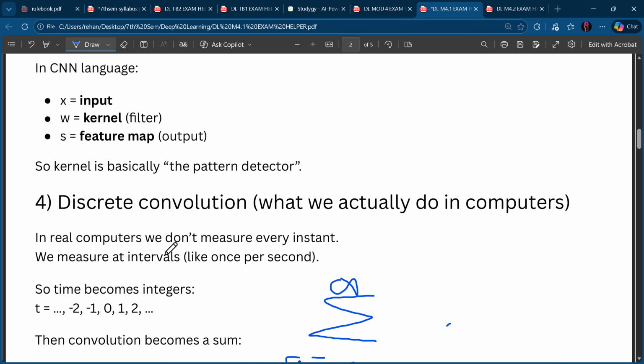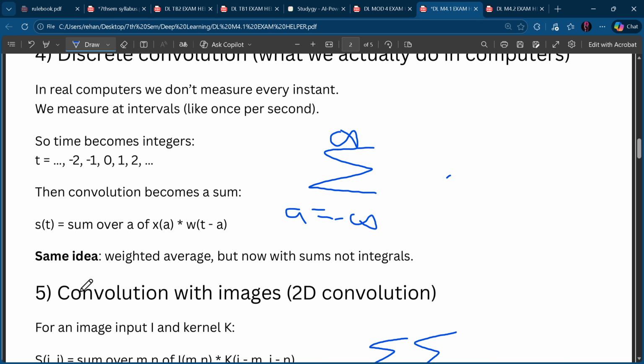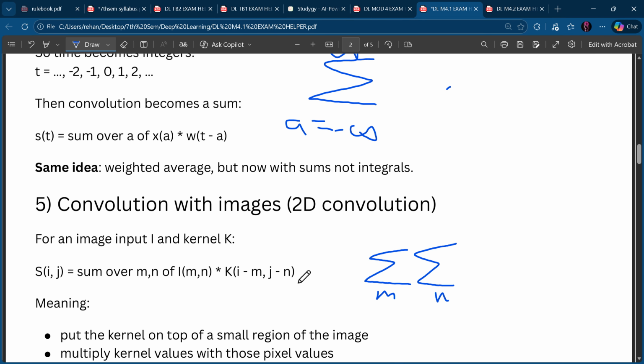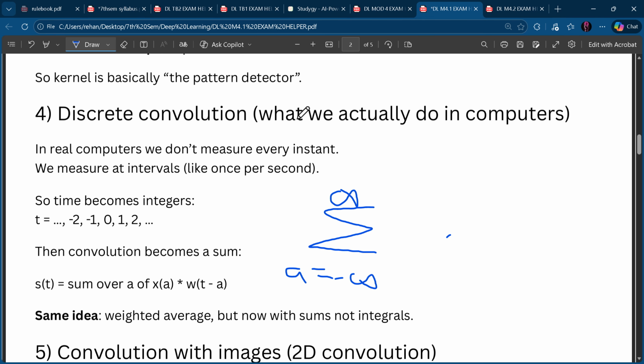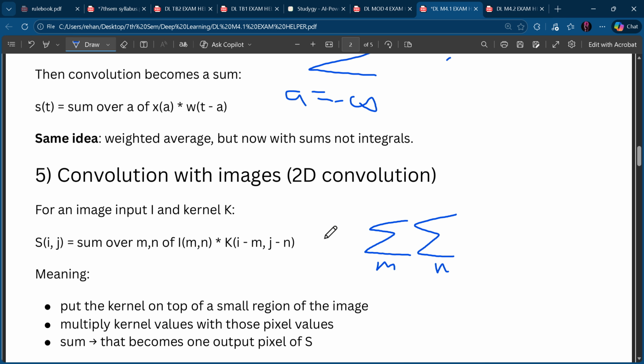See, instead of integration now we are putting summation, so weighted average, but now the sum is not an integral. So now we are taking the sum. Convolution with images, 2D convolution. So here it was about 1D, okay, time series and all. Now we have to talk about images and all.